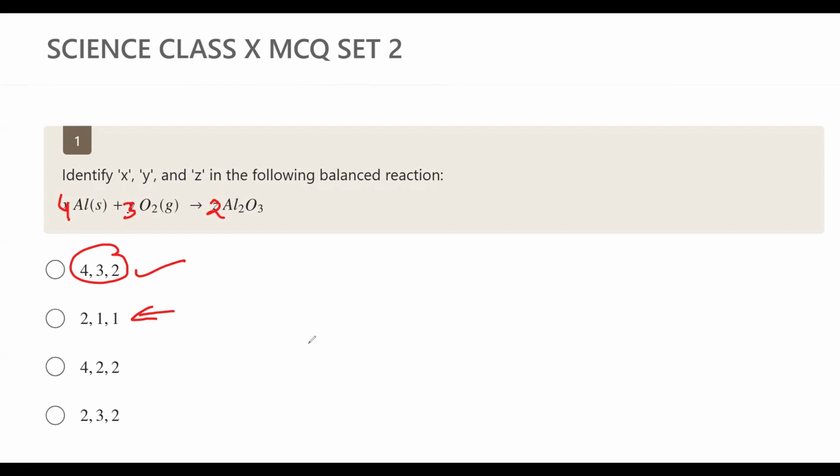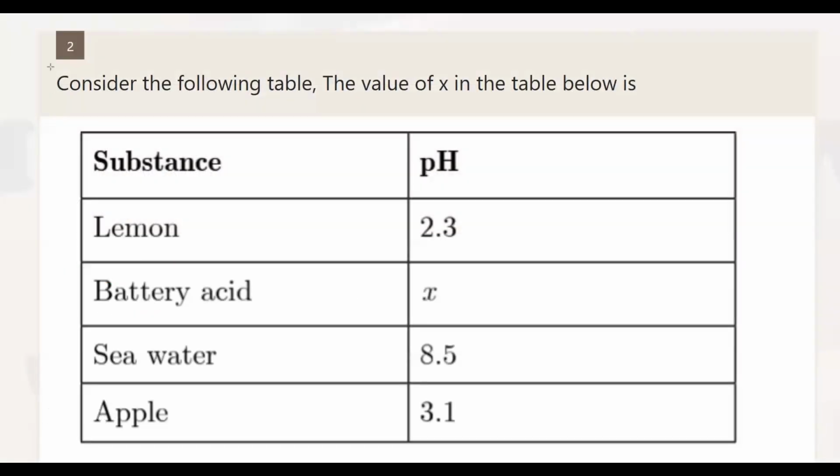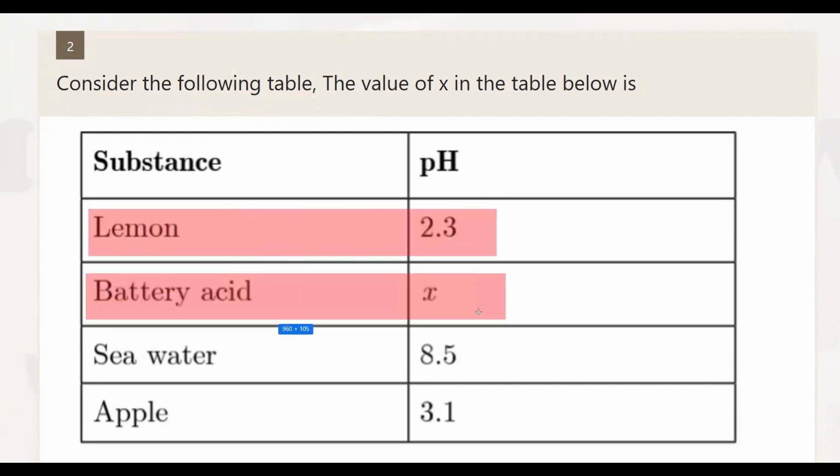In the second question, we are given a table and we have to find the value of X here. You can see that we are given some substances like lemon whose pH is 2.3, battery is missing, and seawater 8.5, while apple is 3.1.